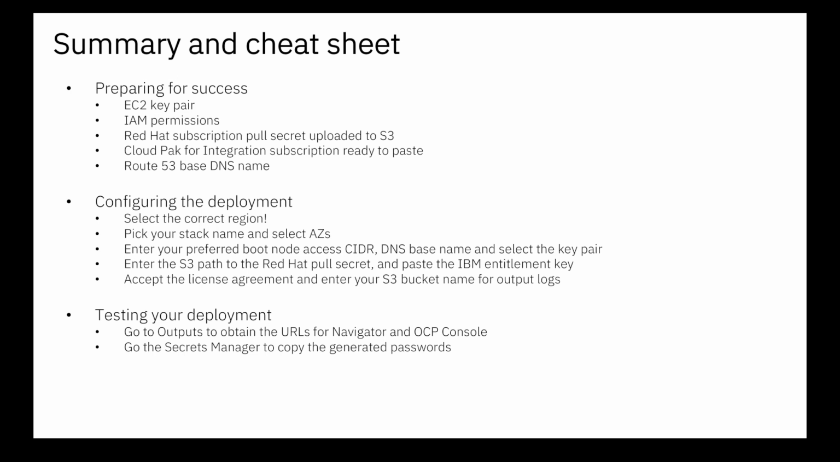And then once everything's finished deploying, you can go in and test and really use the deployment for your productive use, whatever your purposes are. Go to the Outputs tab to get the URLs for the Platform Navigator and also the OpenShift console. And the Secrets Manager is where you get the generated passwords from. So we're all set and good to go.